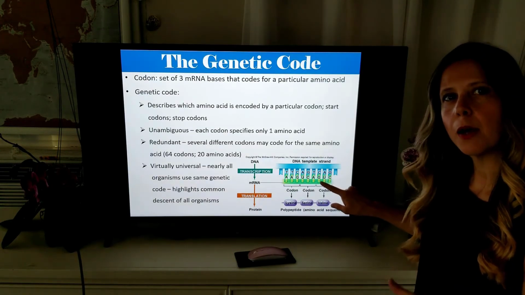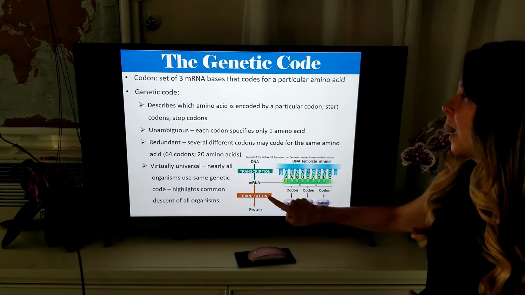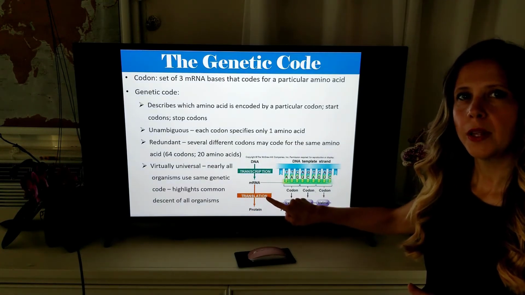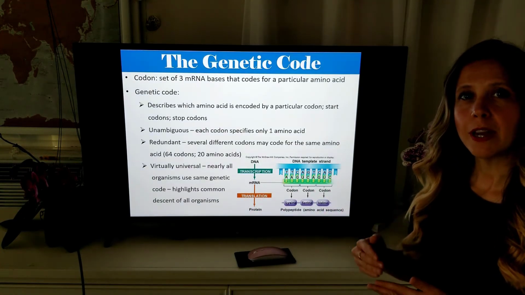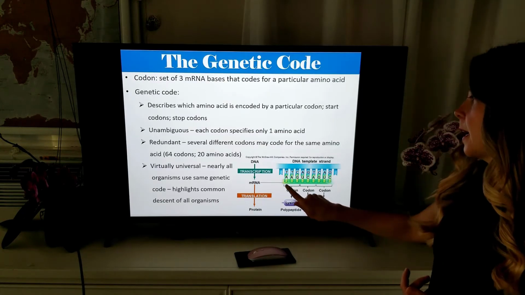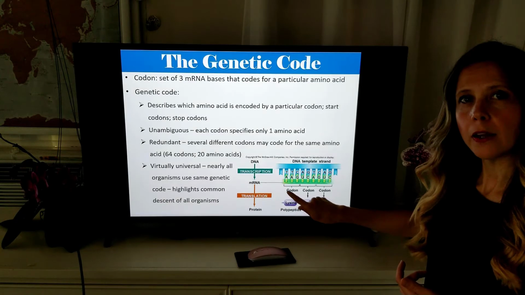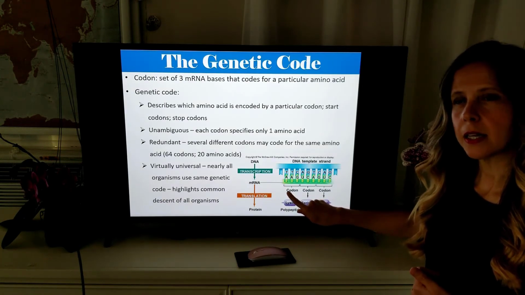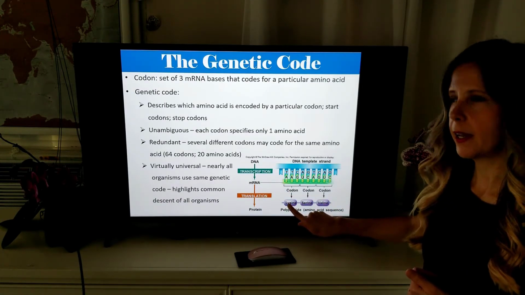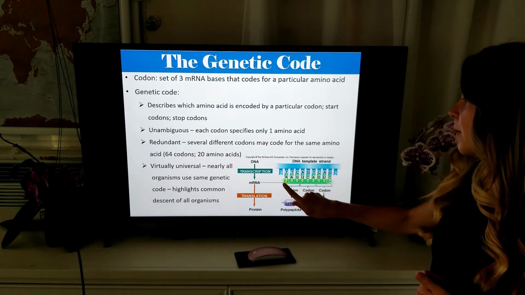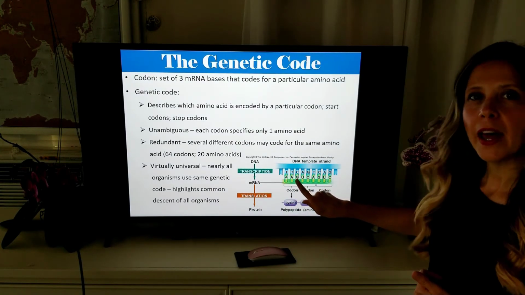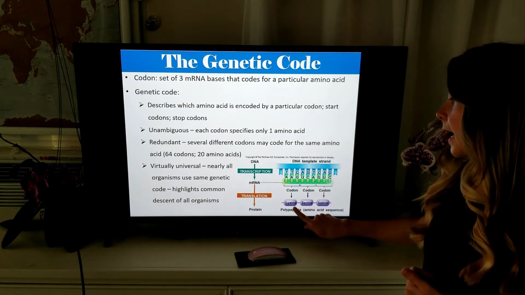This messenger RNA will then move to the cytoplasm where translation will occur. And that messenger RNA is going to be read in sets of 3 bases. Each 3 bases represents a codon, and a codon is going to tell that cell what amino acid to add. So for example, here we have AAG, and that codon symbolizes lysine.